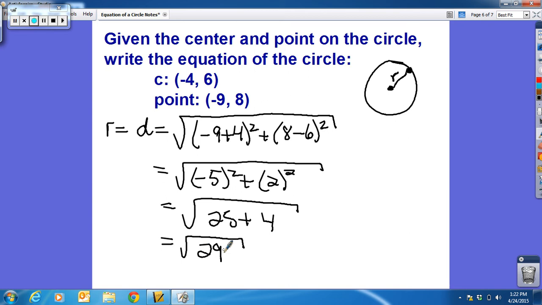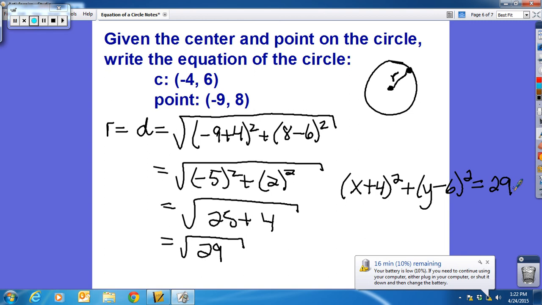And now the question is asking you to write the equation. So now I have the center, I know the radius, I should be able to write the equation very easily. It will be x minus negative 4 squared plus y minus 6 squared is equal to the radius squared. Well, the radius is the square root of 29. So if I square the square root of 29, I'm just going to get 29. Don't get confused with that. This is the hardest problem that there's going to be.